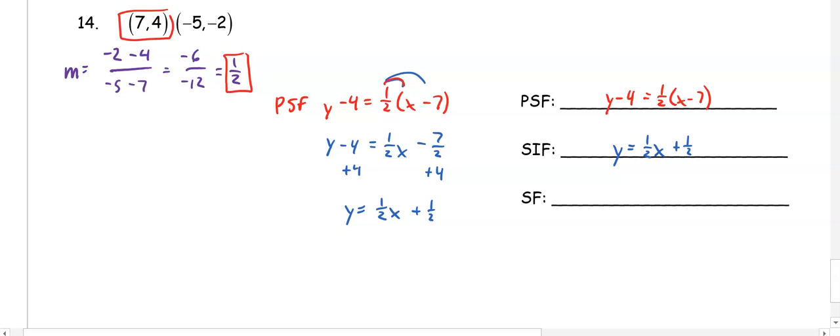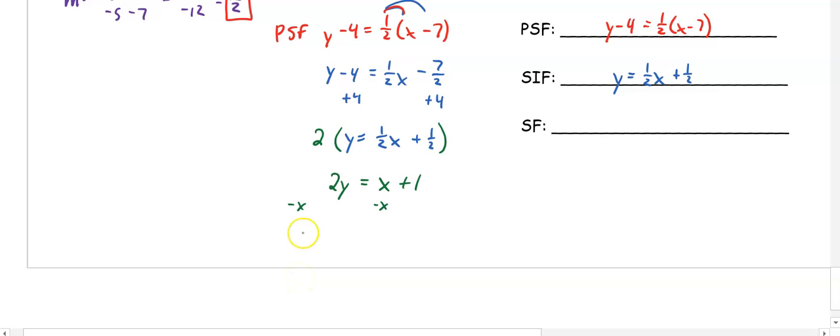To get to standard form, we are going to multiply everything by 2. So we get 2y equals x plus 1. We can subtract x from both sides. So we have negative x plus 2y equals 1. We're going to have to multiply by negative 1 to make x positive. So x minus 2y equals negative 1.